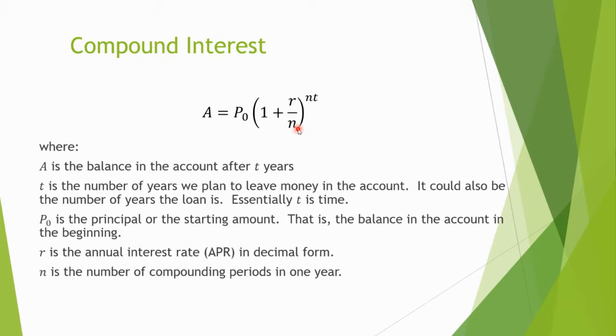P naught, as before, is the principal. R is our APR, the annual interest rate in decimal form. Same thing as the annual percent rate. N is how many compounding periods there are in a year, or how many times you calculate the interest. So in the previous example, N would be 1, since we compound yearly, once a year.